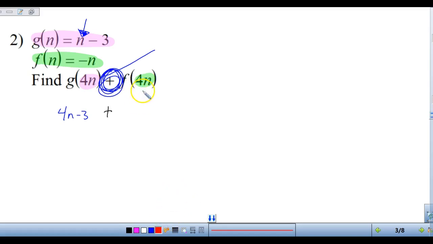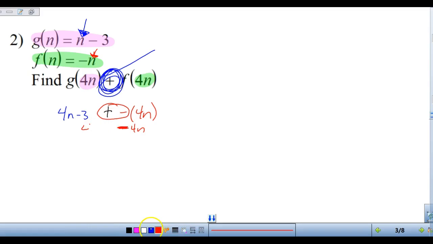So then for the f function, I'm putting 4n right there. Now that negative there means I have to include the negative, so negative 4n. And you might even think of it as being outside the parentheses, but that negative outside is just going to make this negative 4n. And then if I'm plus a negative, that really just means minus. We don't need both signs.